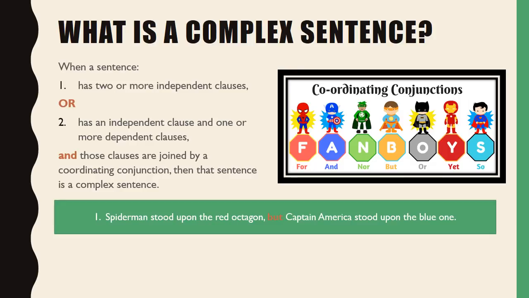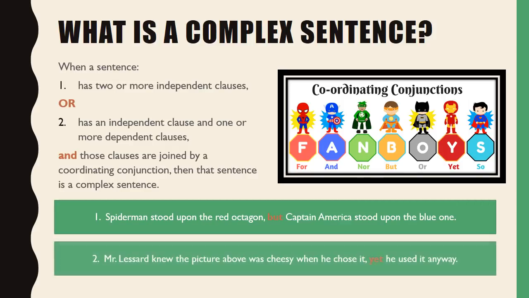However, we have a complex sentence because we've joined the two sentences with but. So: Spider-Man stood upon the red octagon, comma, but Captain America stood upon the blue one. So we get a complex sentence because it represents both superheroes standing there on their own octagons at the same time in one sentence. The second example goes along with situation number two.